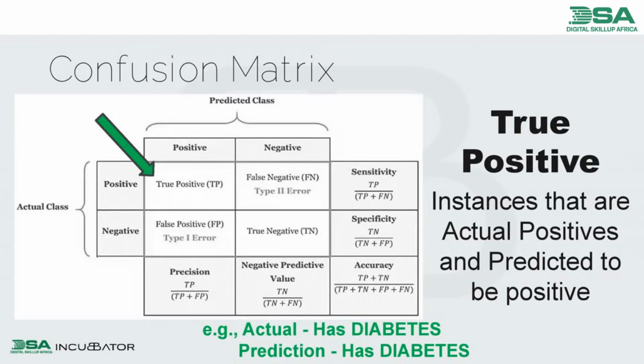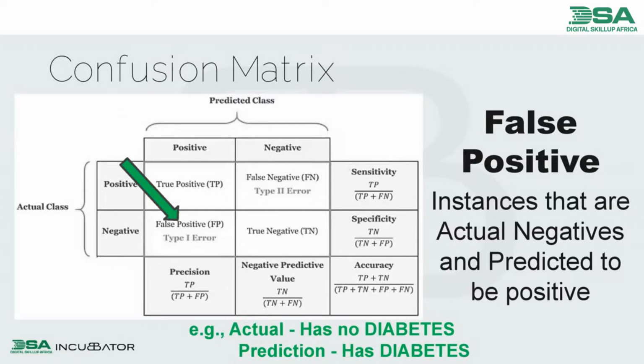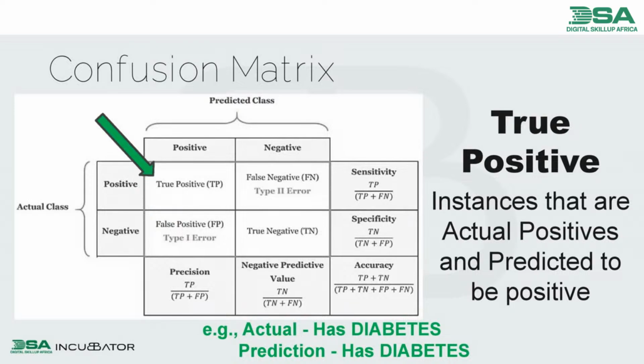Okay. So let's talk about the nodes. I told us you have the true positive, the true negative, the false positive, the false negative. When you talk about your true positive, you're talking about instances that are actual positives and were predicted to be positive. So if you can see my example below, actual, the patient has diabetes, and your machine learning algorithm, your model, has predicted that those set of patients truly have diabetes. So it means that it's a true positive. It's just as simple as that.